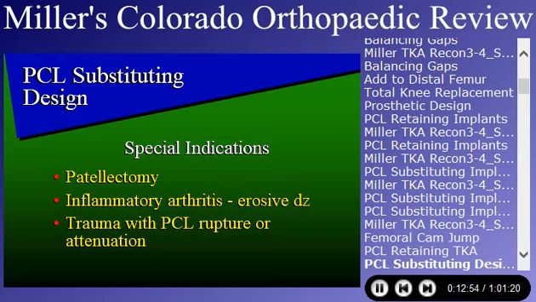If patients with inflammatory arthritis have erosive disease, the PCL over time can rupture. So patients with those types of processes should get a posterior stabilized knee. Those who have had prior trauma or PCL rupture obviously have to have a posterior stabilized knee. Okay.